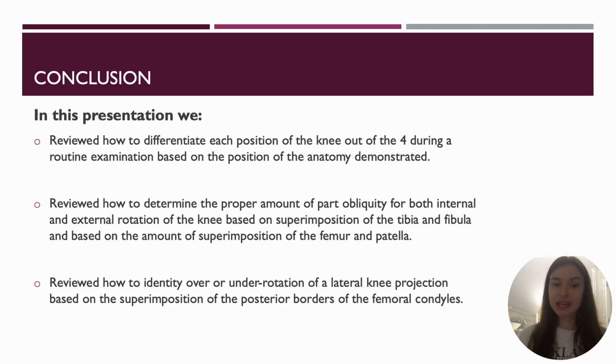To conclude this presentation, I'm going to go over what we learned. So we reviewed how to differentiate each position of the knee out of the 4 during a routine exam based on the position of the anatomy demonstrated. We reviewed how to determine the proper amount of part obliquity for both internal and external rotations of the knee based on superimposition of the tibia and fibula and based on superimposition of the femur and patella. And lastly, we reviewed how to identify over or under rotation of a lateral knee projection based on the superimposition of the posterior borders of those femoral condyles.